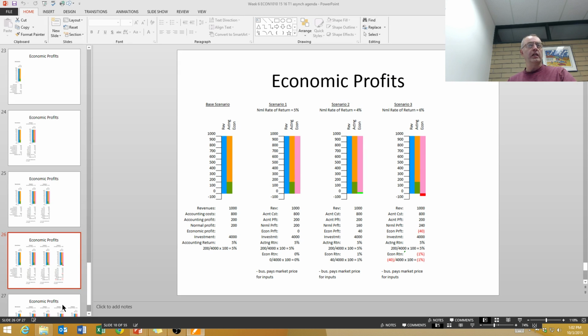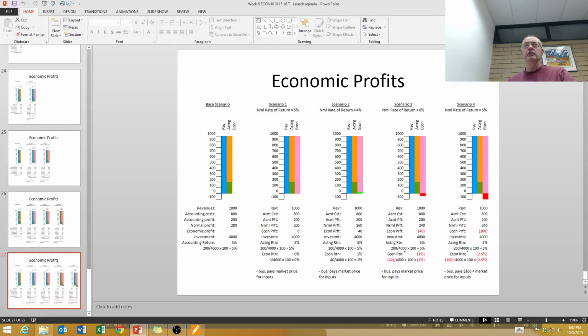I have one final example. So in all these scenarios that we've looked at so far, we've presumed that the business has been paying the market price for all the factors of production: land, labor, capital, and entrepreneurialism. It's paying the market price. So what happens if the business pays a sub-market price for some of these inputs?